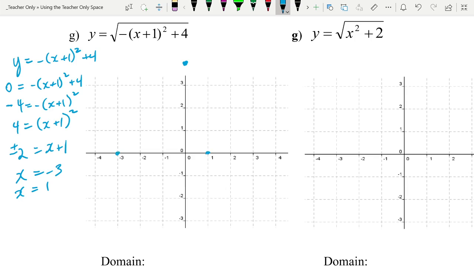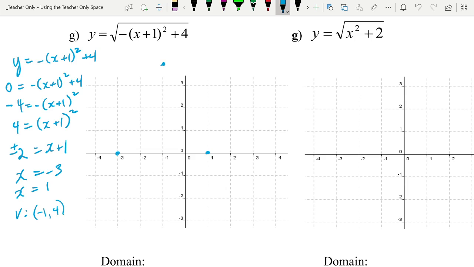Oh, wait a minute. This is actually not the right y-intercept. I just realized something. That's not the right point. I have a vertex. Let me write that down. My vertex is, what is it again? It's -1, 4. So -1, 4. That's the point I wanted.